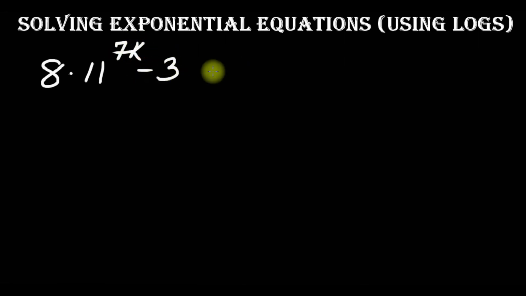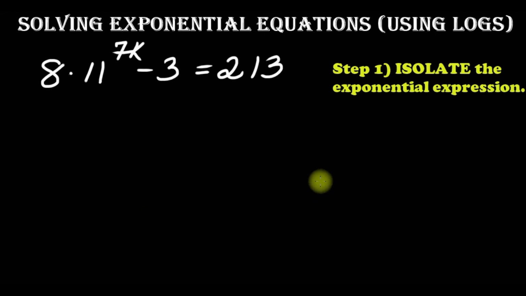Take away 3 is 213, and we're solving for k here. Okay, let's take a look at the procedure. First thing I have to do is isolate the exponential expression. So I need to get this expression right here all by itself. This is the exponential expression.